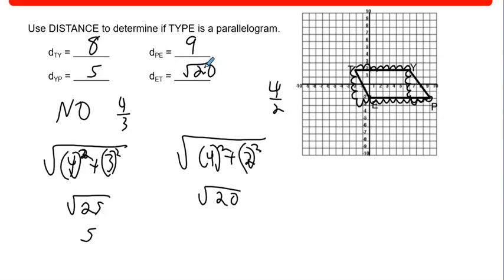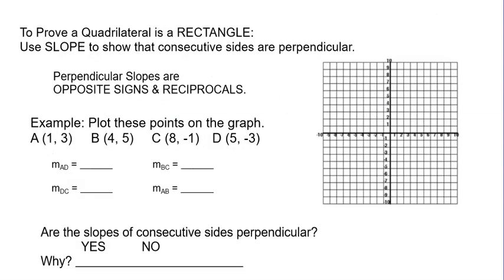So the answer is obviously no, because they don't have opposite slopes the same, all right? TY and EP are the same, but YP and TE are not. We can see that right here. And the distances aren't the same. So sometimes we will get a no, and that's okay.